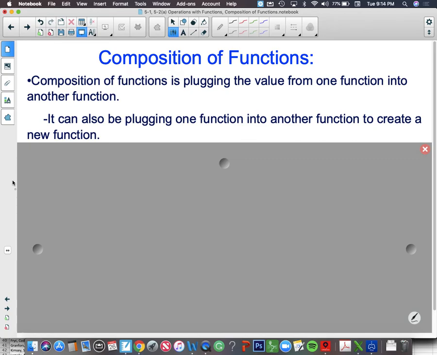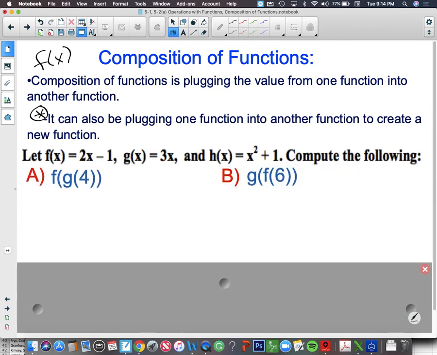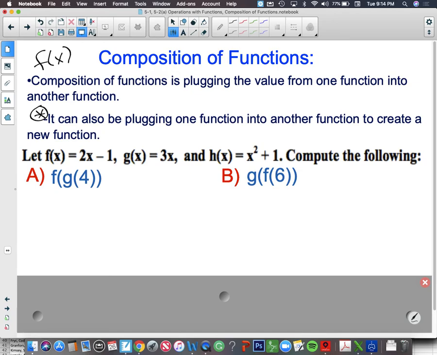So think of a function, this is the f of x stuff. Composition of function is plugging the value from one function into another function. Okay, it can also be plugging one function into another function to create something new. So this right here is really truly what we call composition function because you're creating a new function. All right, so we're going to be looking at something like this. We are given the function f of x and g of x and h of x. Okay, we could use one of those, 2 of those, or all 3 of those for function composition.